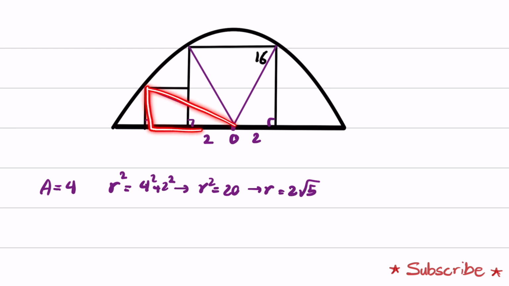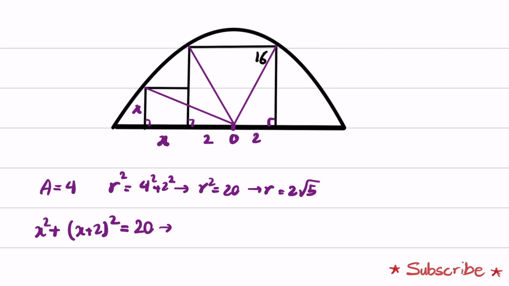Next we take a look at this right triangle. The hypotenuse is the radius, and what we are trying to find is the side of the small square. So if the side of the small square is given as x, we know that this side is x, this side is also x, so we can easily use the Pythagorean theorem to obtain the length of x. Therefore we have x squared plus (x plus 2) squared is equal to the hypotenuse squared, which is the radius squared, and it is equal to 20.